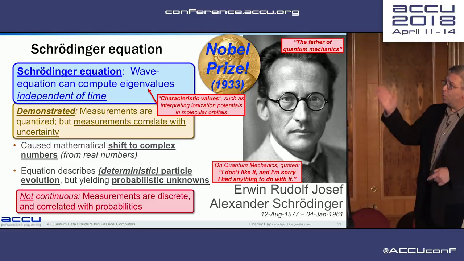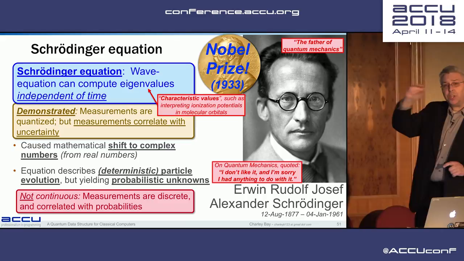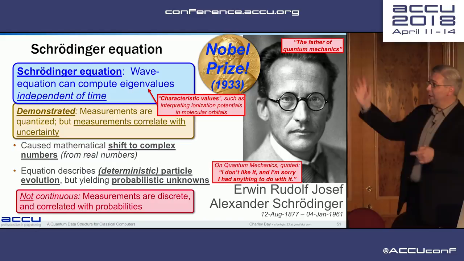So we move to complex numbers. Complex numbers are weird. They have that i, the square root of negative one, in there. We'll talk about that in a second. But this probabilistic unknown is a fundamental attribute of this quantum world in which we live. So he's the father of quantum mechanics. Regretted it later. Paul Adrian Maurice Dirac.